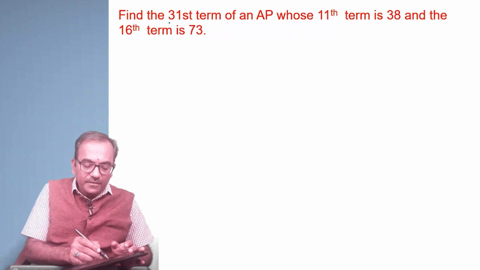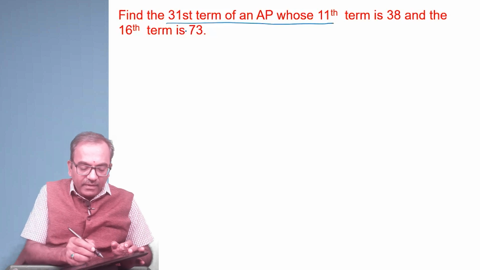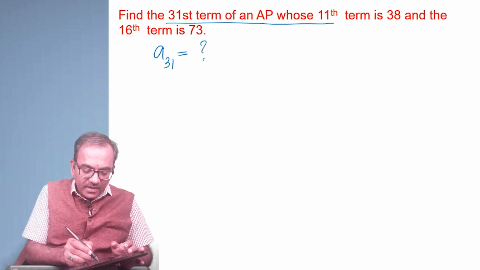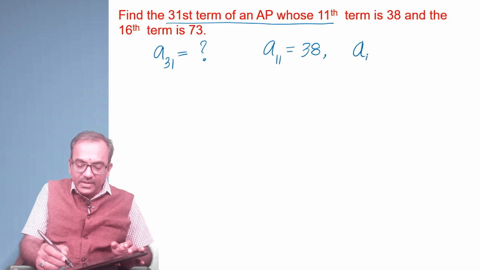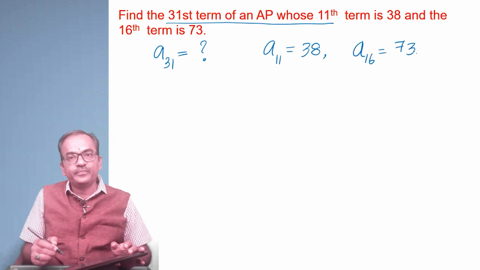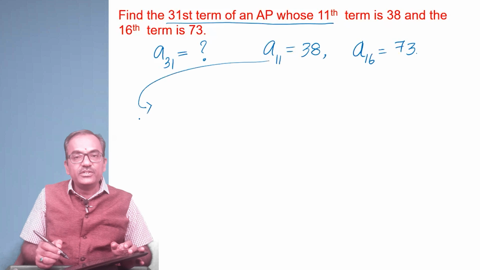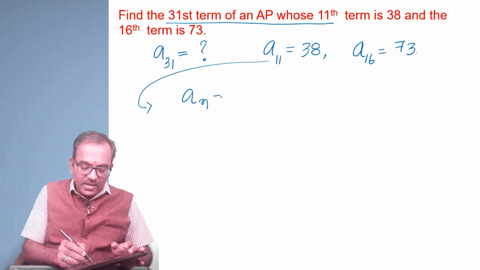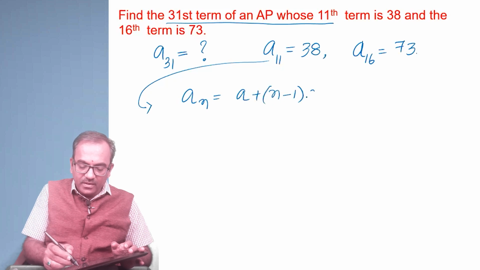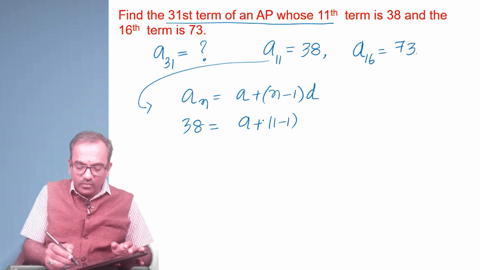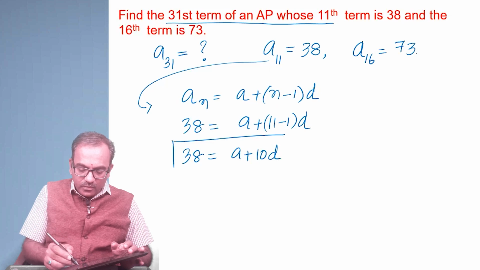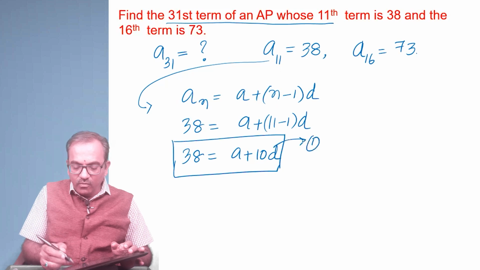So what is given? We need to find the 31st term, A31. Given the 11th term is 38, so A11 is equal to 38, and the 16th term A16 is 73. So let us use the definition. As we know, an is equal to a plus n minus 1 into d. This 38 is equal to a plus 11 minus 1 into d, that is 38 is equal to a plus 10d. Now let me make this my equation number 1.